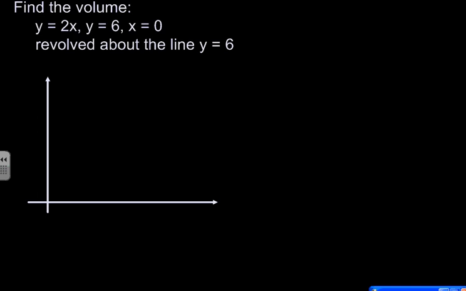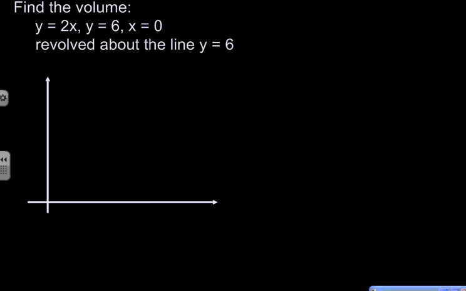Here is an example of calculating the volume using the shell method, in which we're revolving about a horizontal axis which is not the x-axis. So for our problem, we're going to take the area bounded by y equals 2x, y equals 6, and x equals 0, and we're going to revolve it about the line y equals 6.